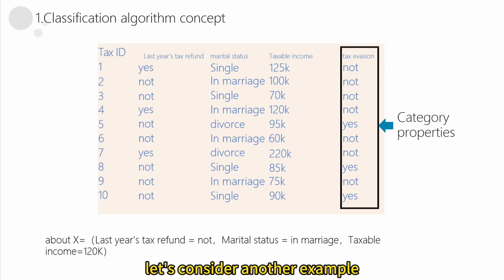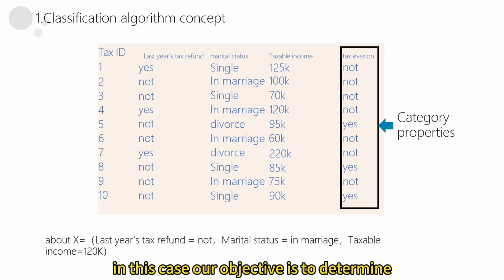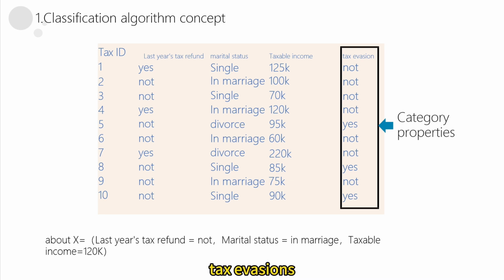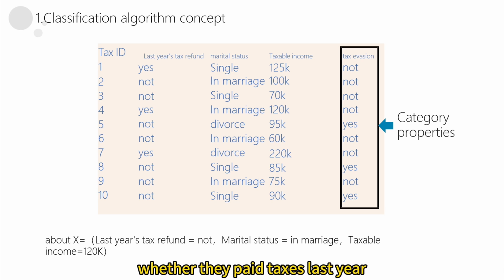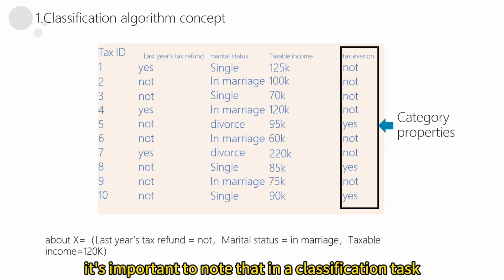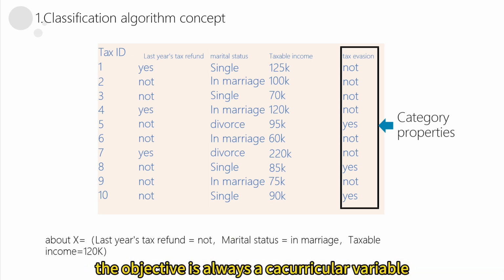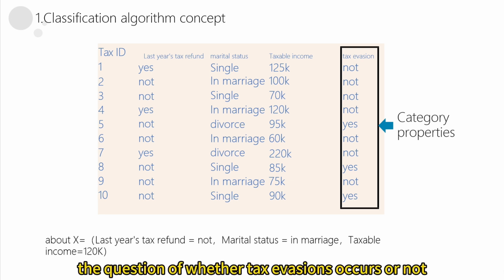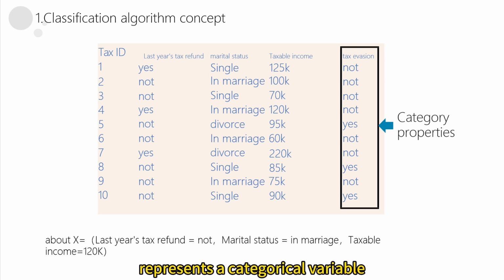Let's consider another example. In this case, our objective is to determine whether a person will commit tax evasion. We utilize 3 features: whether they paid taxes last year, their marital status, and their taxable income. It's important to note that in a classification task, the objective is always a categorical variable. Here, whether tax evasion occurs or not represents a categorical variable.